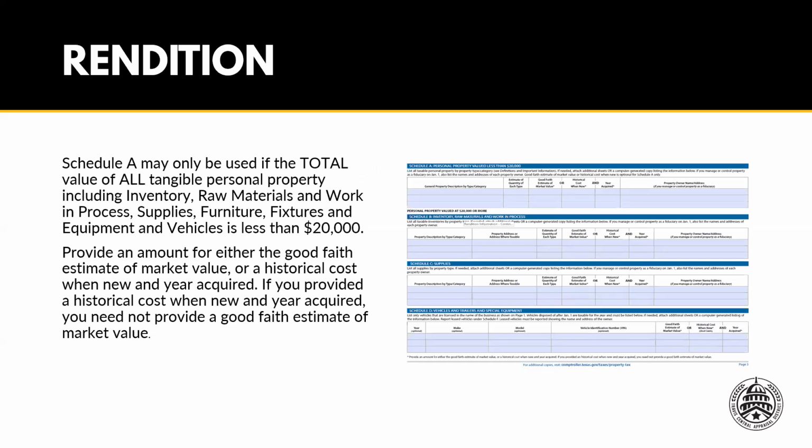Schedule A may only be used if the total value of all tangible personal property, including inventory, raw materials, work in progress, supplies, furniture, fixtures, equipment, and vehicles, is less than $20,000. Provide an amount for either the good faith estimate of market value or a historical cost when new and year acquired. If you provided a historical cost when new and year acquired, you need not provide a good faith estimate of market value.